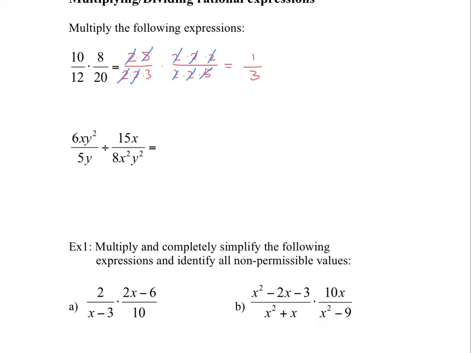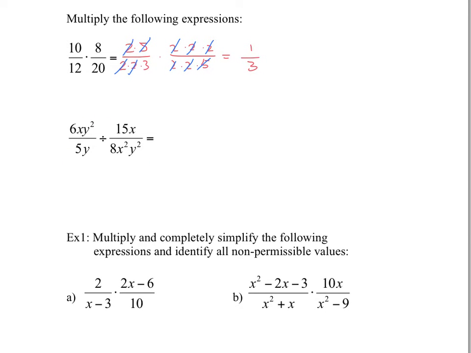Alright, in this case, I've added some letters into this expression. Notice that we have 6xy squared. If I write that in prime factorization, same kind of idea, write all the factors out, I would have 2 times 3 times x times y. And on the denominator, it would be 5y, which is simply 5 times y.